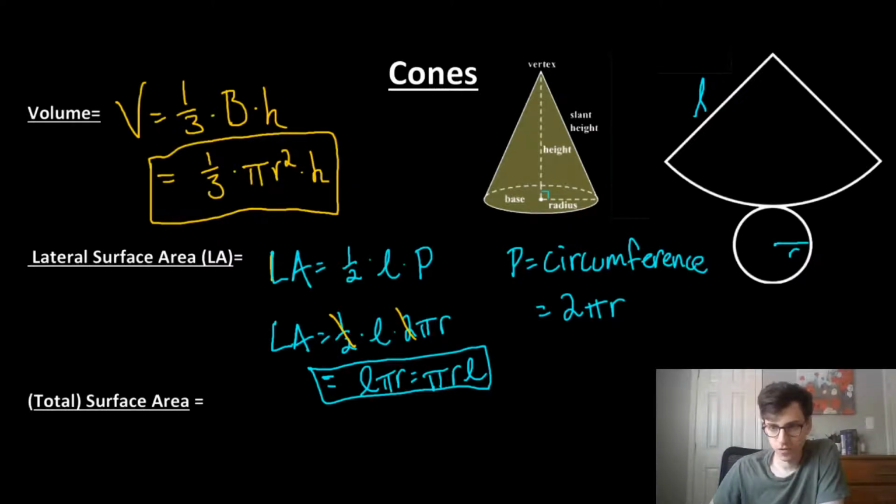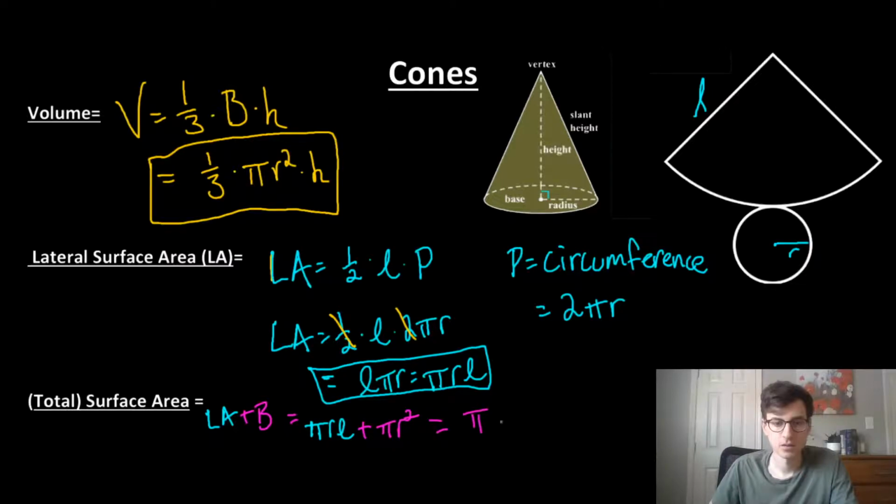Okay, now the total surface area is just the lateral area plus the area of the base. So in our case, that's pi r L. Maybe we'll write that in blue. Pi r L plus the area of the base, which is pi r squared. If you factor out a pi and an r, then you get pi r times L plus r. So you can use this formula.